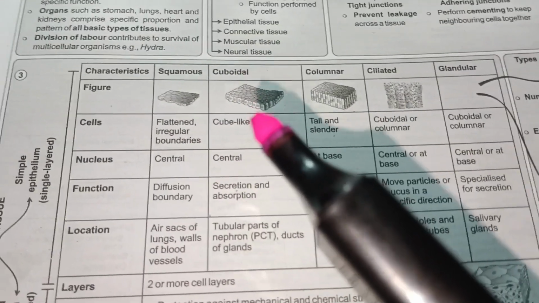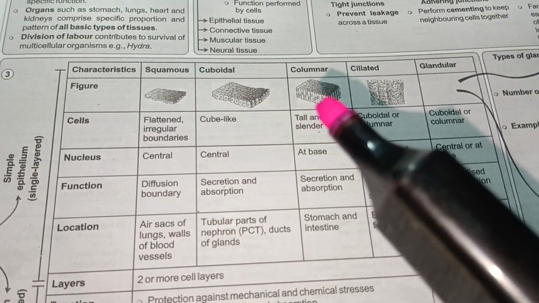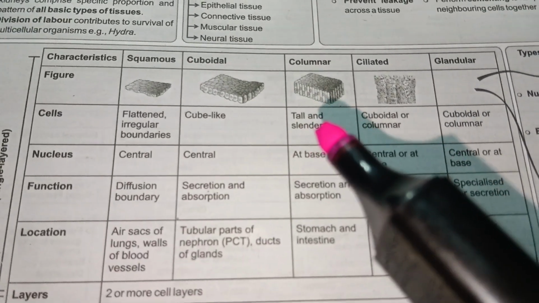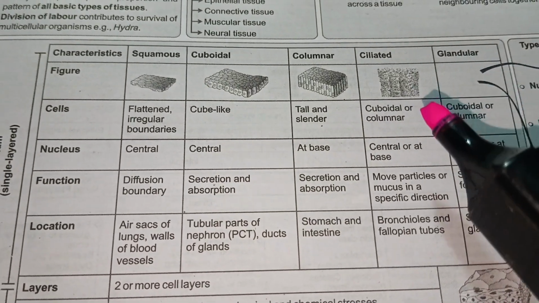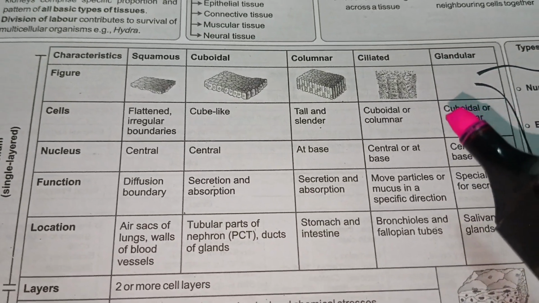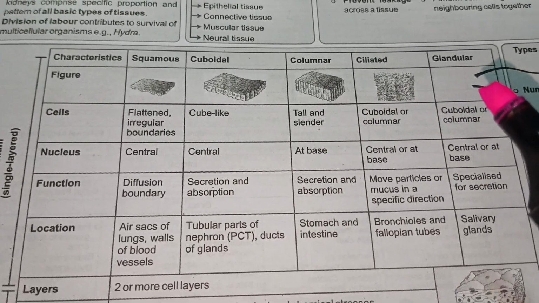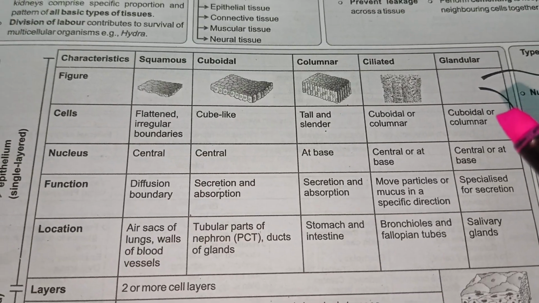Here we can see the cuboidal. Cuboidal means cube-like. Columnar epithelia are tall and cylindrical. In front of that we can see the cuboidal or columnar, and the structure of the glandular tissue is also cuboidal or columnar.